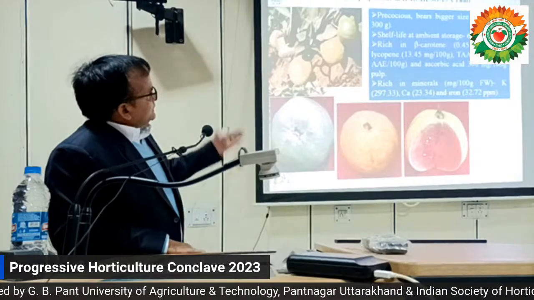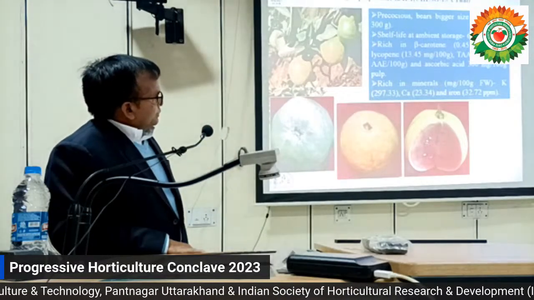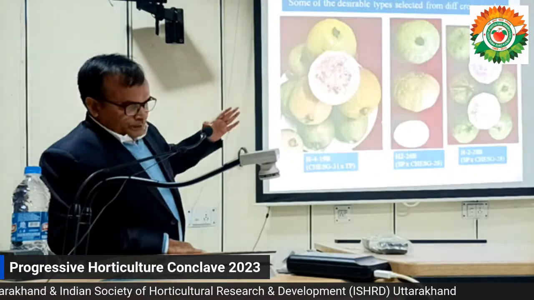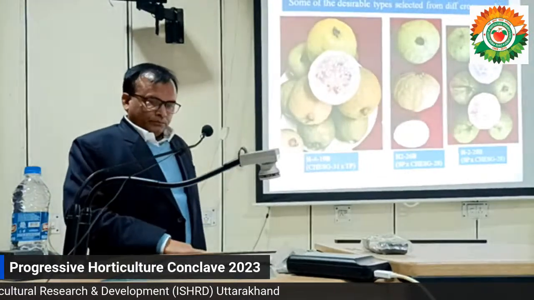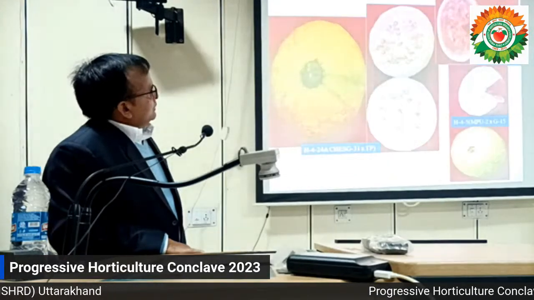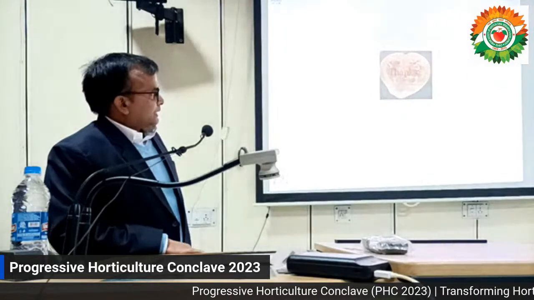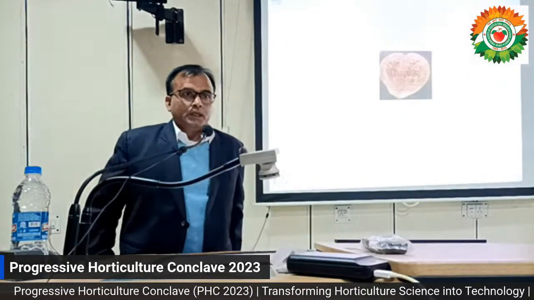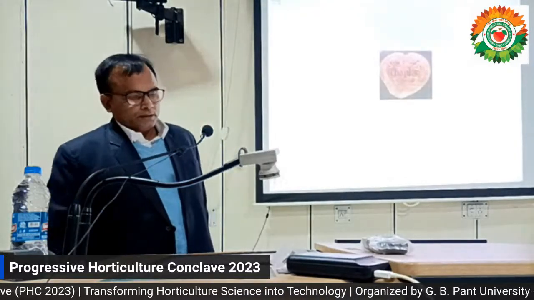And these are the pictures of some of the studied genotypes, and these are some of the ones which we use in the breeding program, and these are the results in terms of fruit shape, pulp color, and quality. So we did not only characterize, we also used them in the breeding program. That was the objective, to use them in the breeding program to produce nutrient-rich varieties, which is the need of the hour. Thank you very much.